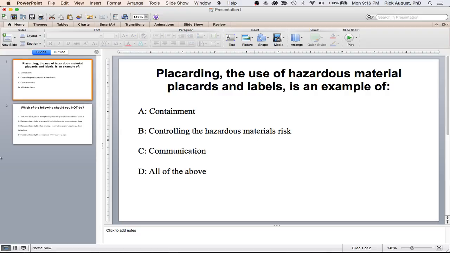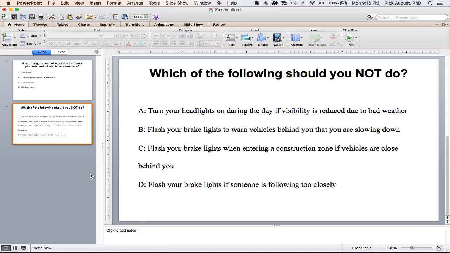The next question here, and this question is not necessarily a commercial driver's license question, is which of the following should you not do? Now, it's important to read the question carefully because the key word in this question is which of the following should you not do? So then we go through and we read all of the questions.